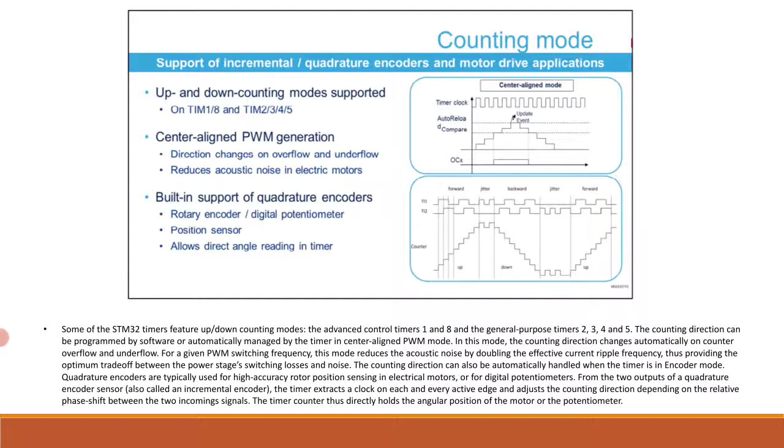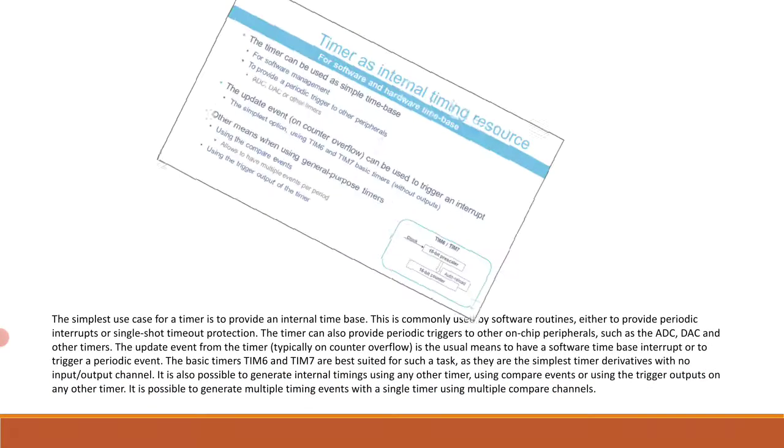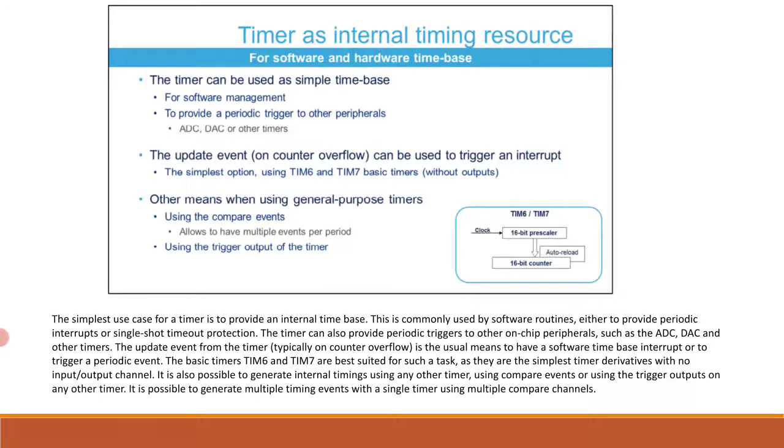The simplest use case for a timer is to provide an internal time base. This is commonly used by software routines either to provide periodic interrupts or single shot timeout protection. The timer can also provide periodic triggers to other on-chip peripherals such as ADC, DAC and other timers. The update event from the timer, typically on counter overflow, is the usual means to have the software time base interrupt or to trigger a periodic event, to be precise.